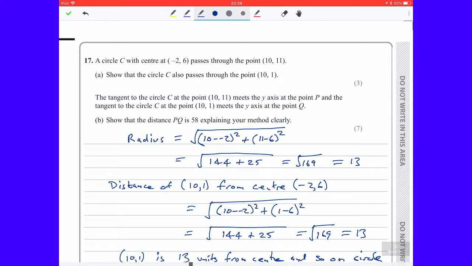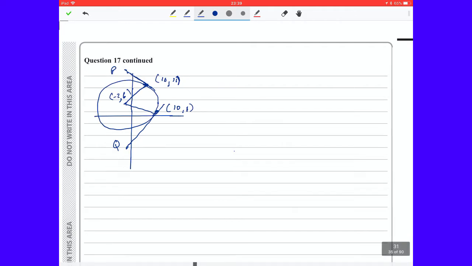The tangent to the circle C at the point 10, 11 meets the y-axis at the point P, and the tangent to the circle C at the point 10, 1 meets the y-axis at the point Q. Show that the distance PQ is 58, explaining your method clearly. Well, here I have a diagram of the circle and the two tangents going through 10, 11 and 10, 1 and cutting the y-axis at P and Q respectively. And the way I'm going to tackle this question is to find the equations of the two tangents and then find out where they intersect the y-axis.